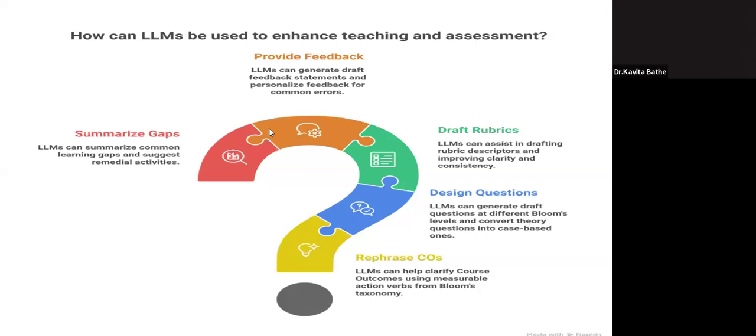In addition to this, how exactly can the LLM help us? The LLM can provide the feedback. What type of feedback can it provide? It can generate draft feedback statements, and it can even personalize the feedback, particularly to the comments and all that. And then lastly, it can also help us to summarize the gaps. What I mean by that is, the large language model can summarize the common learning gaps, and it can suggest remedial activities. So in particular to the assessment, we can do these different kinds of things.